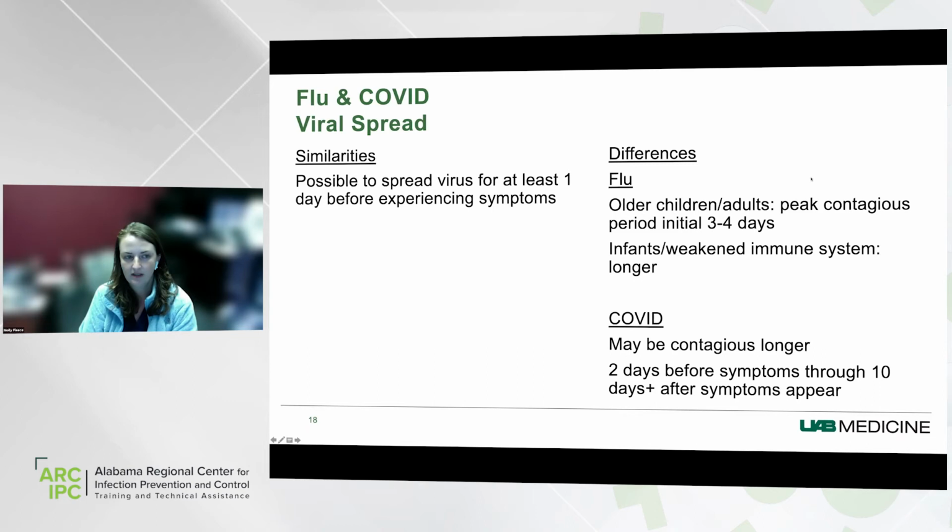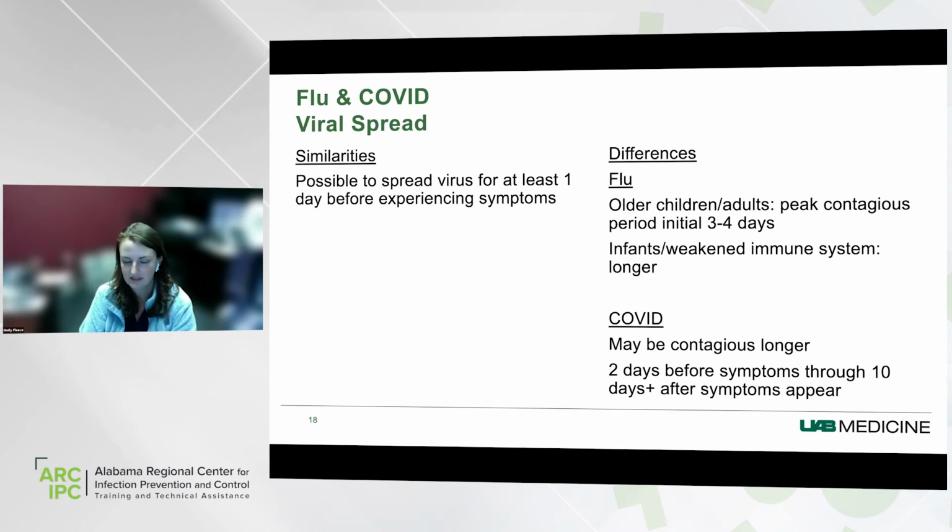Both flu and COVID spread via respiratory droplets. And with both viruses, it is possible to spread the virus for at least maybe 1 day or so before symptoms begin. In terms of flu, with older school-age children and adults, your peak contagious period is that initial 3 to 4 days after exposure and symptoms begin. However, in infants and those with weakened immune systems, whether children or adults, that infectious period is longer.